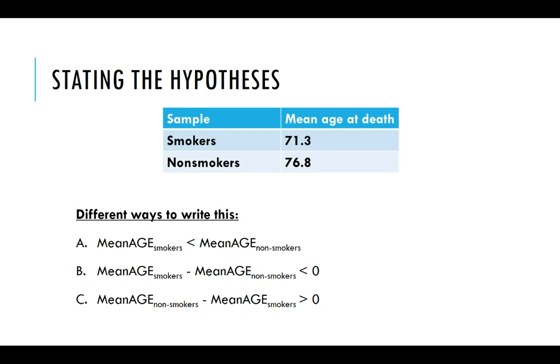Or I can just flip B, I guess it is: take the mean age of non-smokers, which is higher, and subtract the mean age for my smokers. I think that the first number is bigger than the second number, so that difference is going to be greater than 0. These are all three different ways to write the same thing. So I'm throwing this out there just so I don't confuse anyone. When you see stuff, it could be written slightly differently.